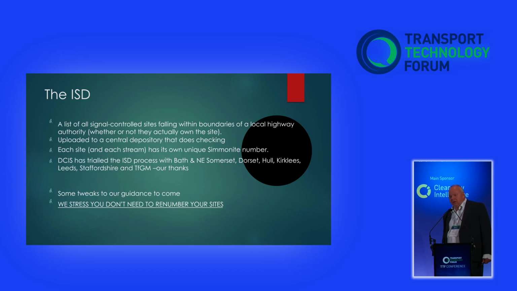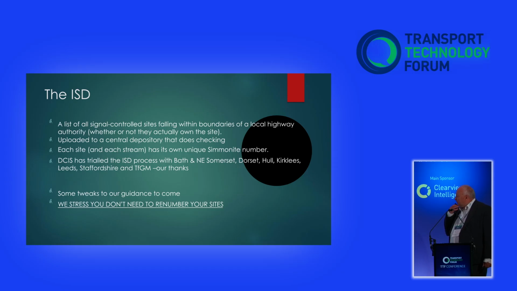So those of you who have been around for some time will remember Brian Simonite, who was the father of digital traffic signals. So rather than call it something geeky, every traffic signal controller in the UK will have its own Simonite number, and we got his family's permission to do that. So future generations of traffic signal people will say, why is it called a Simonite number? And you can explain that.